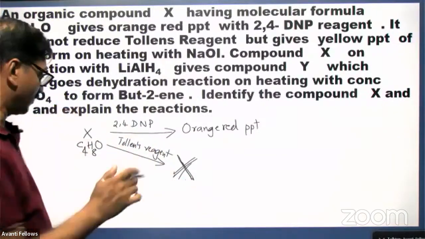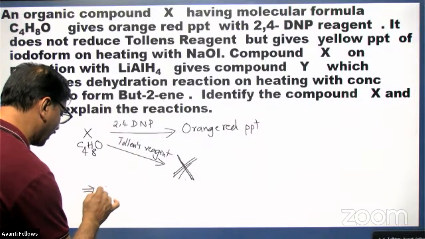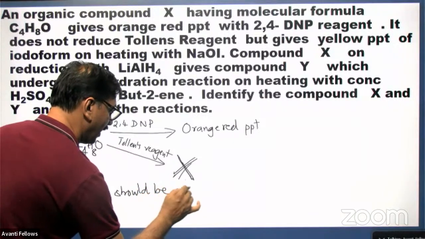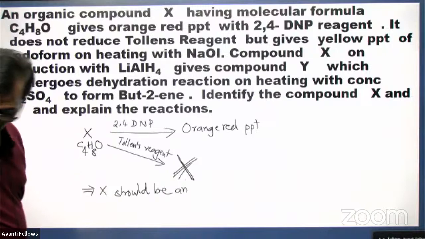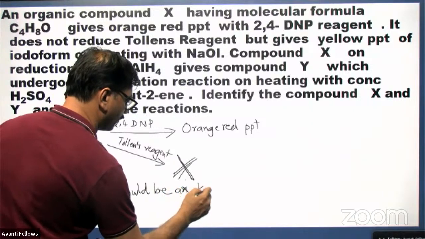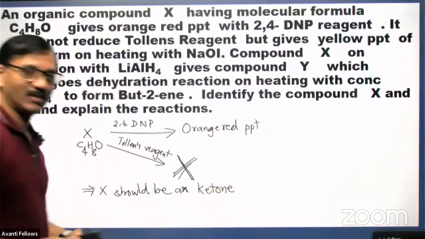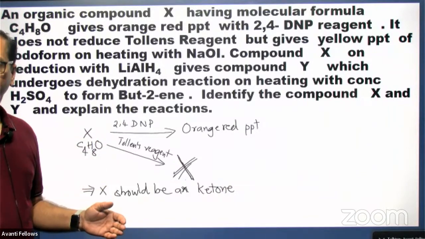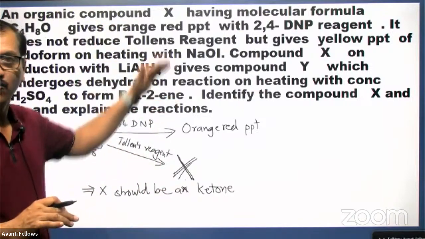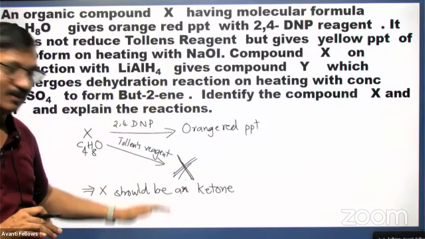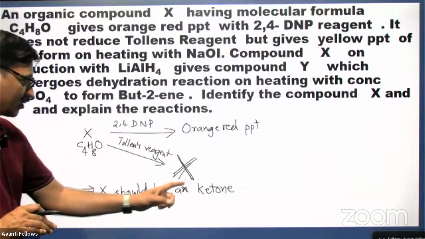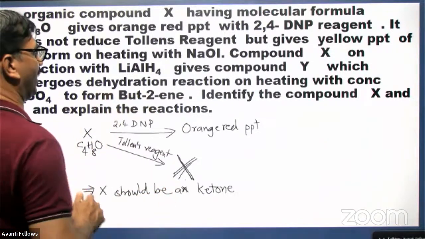See, these two imply that X should be an aldehyde. Sorry, a ketone. X should be a ketone. This is the way you can write. Don't think that you should write everything; you should do it in the rough work. But for such questions, you should write this. This is the way of answering. So these two clues imply that X should be a ketone. Now let us go for another clue.